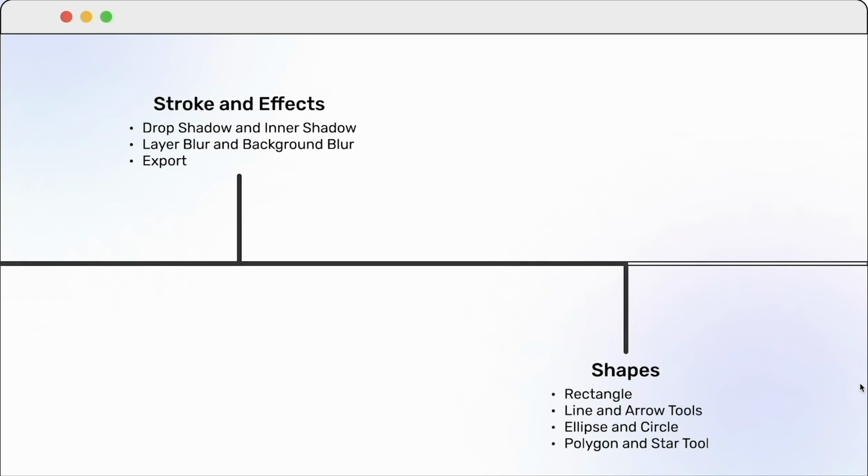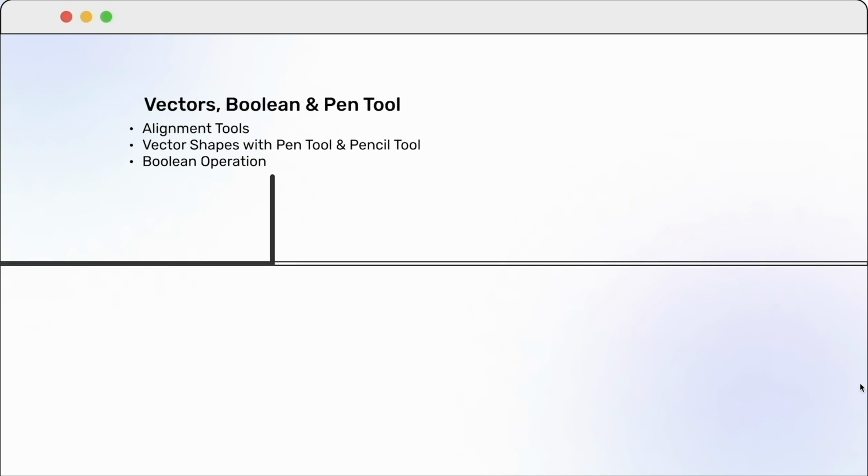The next section consists of shapes. In this section, we will explore how to create the shapes in Figma. We will create all kinds of shapes like rectangle, line, arrow, ellipse, circle, as well as polygon and star. After that, we will move to the next section that would consist of vectors, boolean and pen tool.